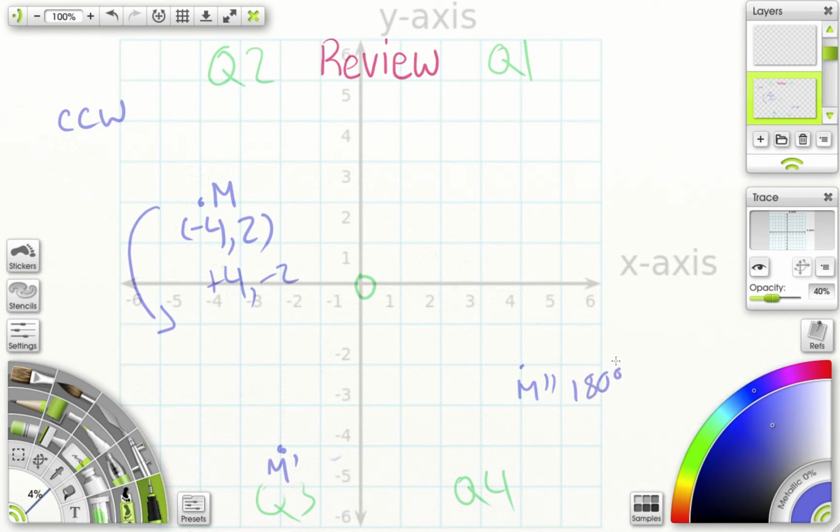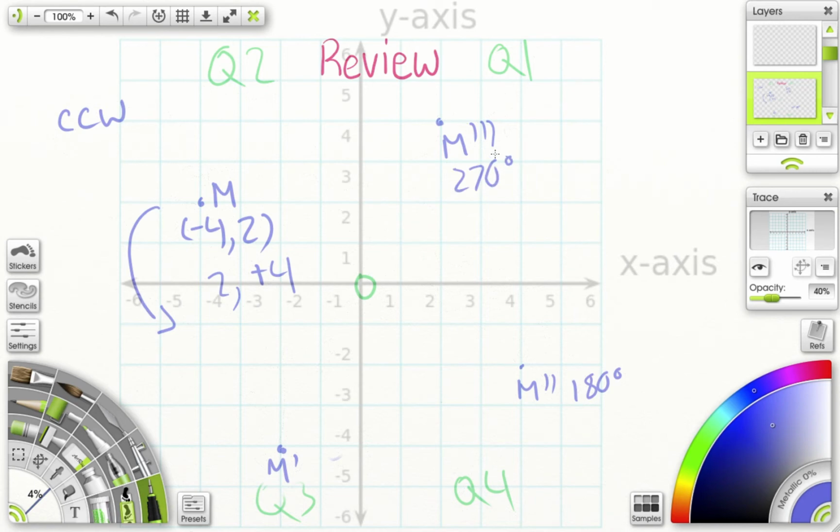And now we do our 270. Same rule applies as 90. So I basically make it 2, -4. However, because it's going to end up in quadrant 1, they both have to be positive numbers. So that means it can't be a -4, it has to be positive. So I take 2 and I go to +4. And that is point M prime prime prime. And that's our 270.